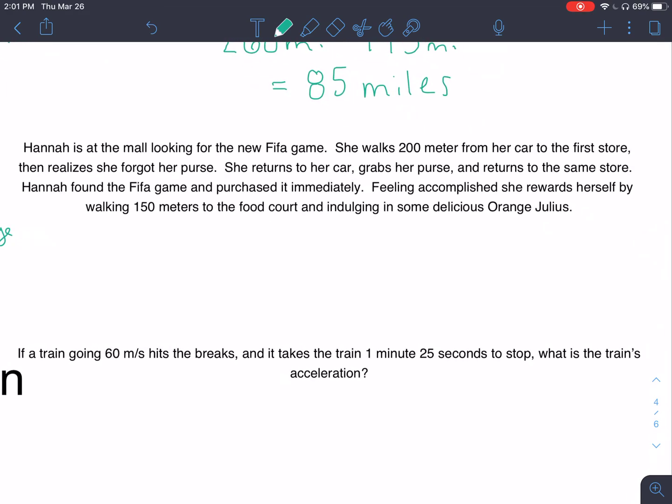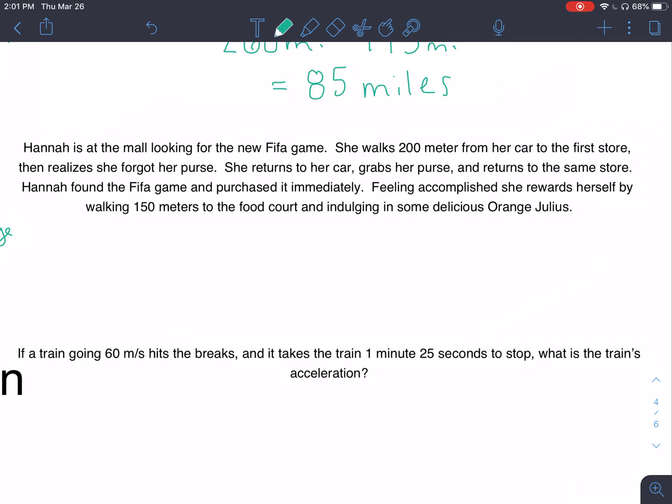Okay, Hannah is at the mall looking for the new FIFA game. She walks 200 meters from her car to the first store, then realizes she forgot her purse. She returns to her car, grabs her purse, and returns to the same store. Hannah found the FIFA game and purchased it immediately. Feeling accomplished, she rewards herself by walking 150 meters to the food court and indulging in some delicious orange Julius. So I made this problem up and got a little carried away with myself.